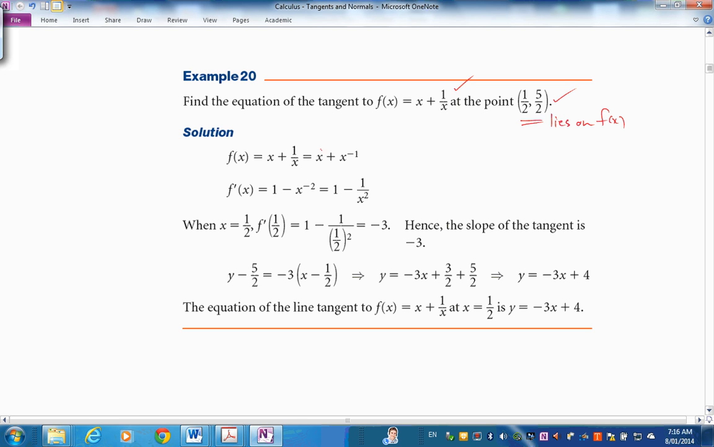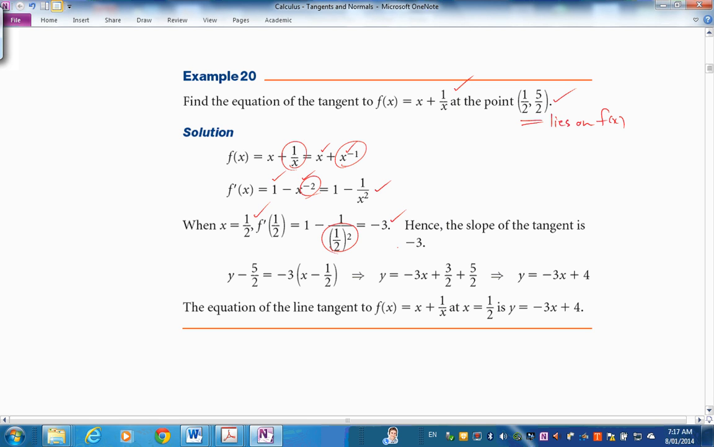So the function has to be simplified to x plus x to the neg 1. So we've got an x to the n rule. Okay, derivative of x is 1. Derivative of this, x to the n rule, neg x to the neg 2, which is 1 take a negative power is 1 on x squared. So subbing in a half, we get the value neg 3.